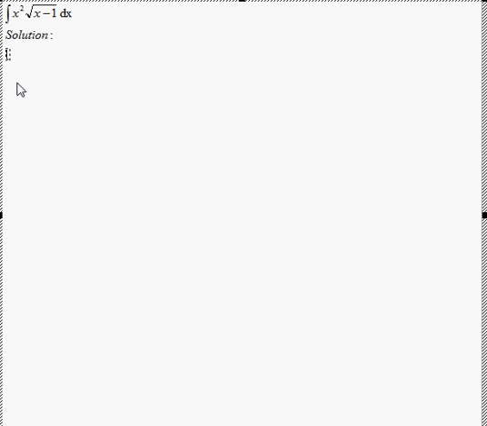Hello students, today I am going to solve another question using the substitution method or simply U-substitution. So here is the question. You cannot solve this question using the conventional method of integration or antiderivative of a function. So you have to rely on some special method, which is the substitution method.